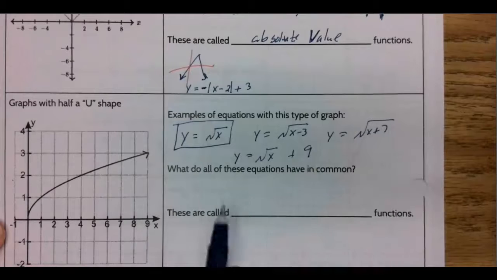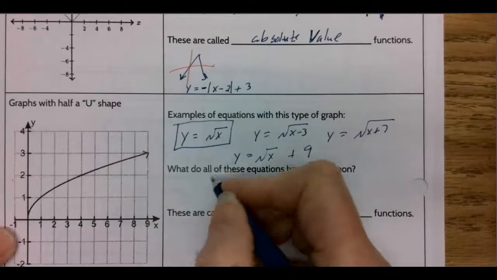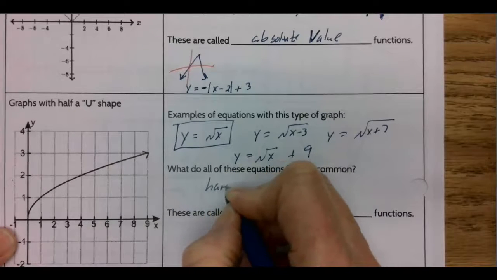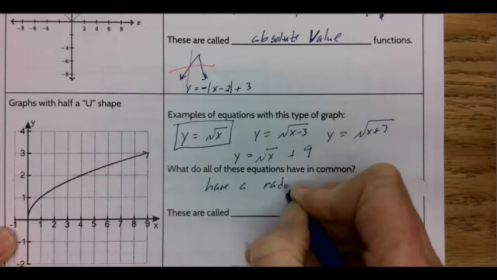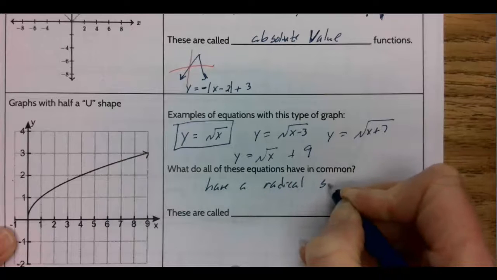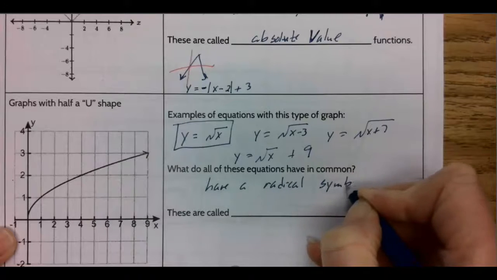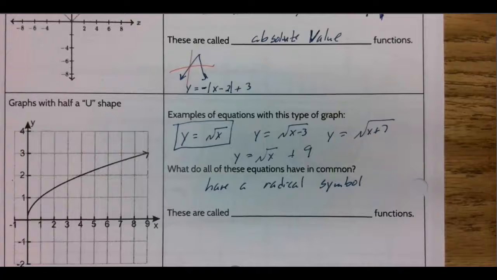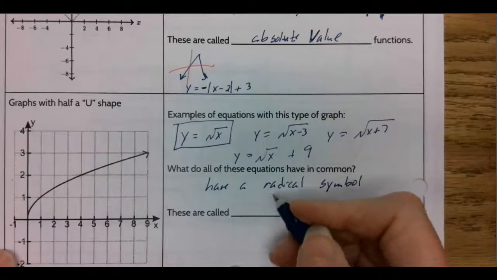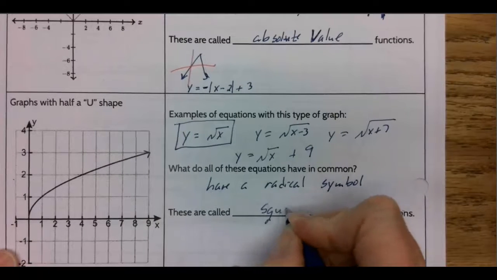These are all, what do they have in common? They have a radical sign. Okay, they all have a radical sign, a radical symbol. These are called, you can probably guess it, square roots.